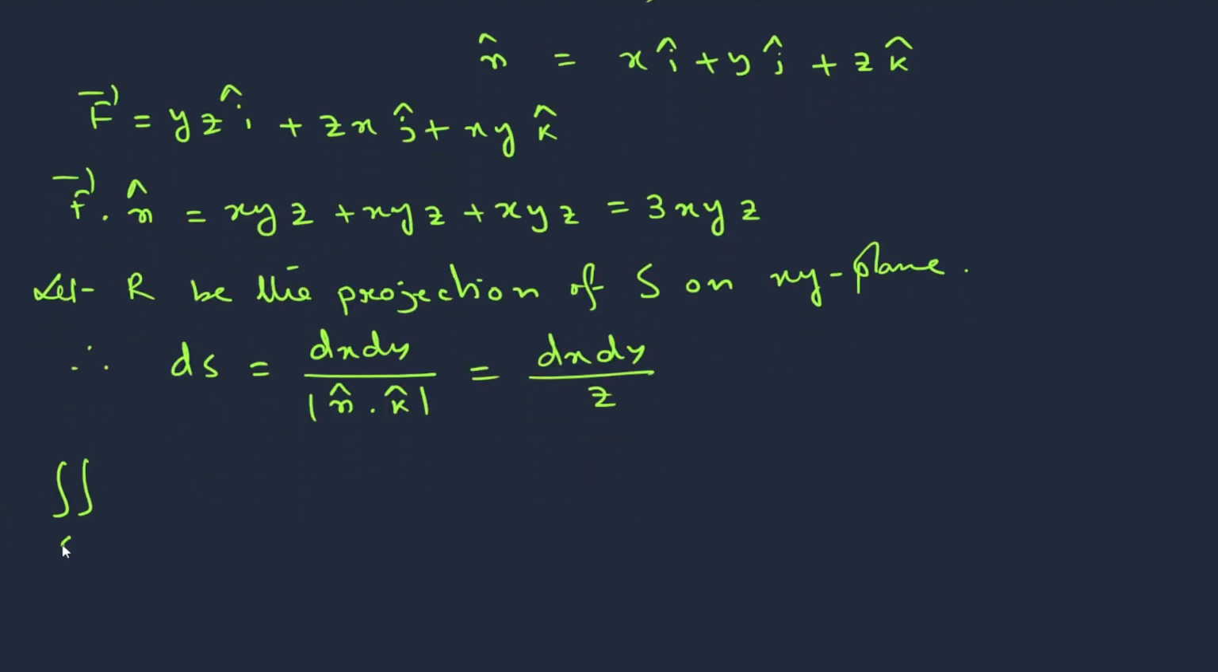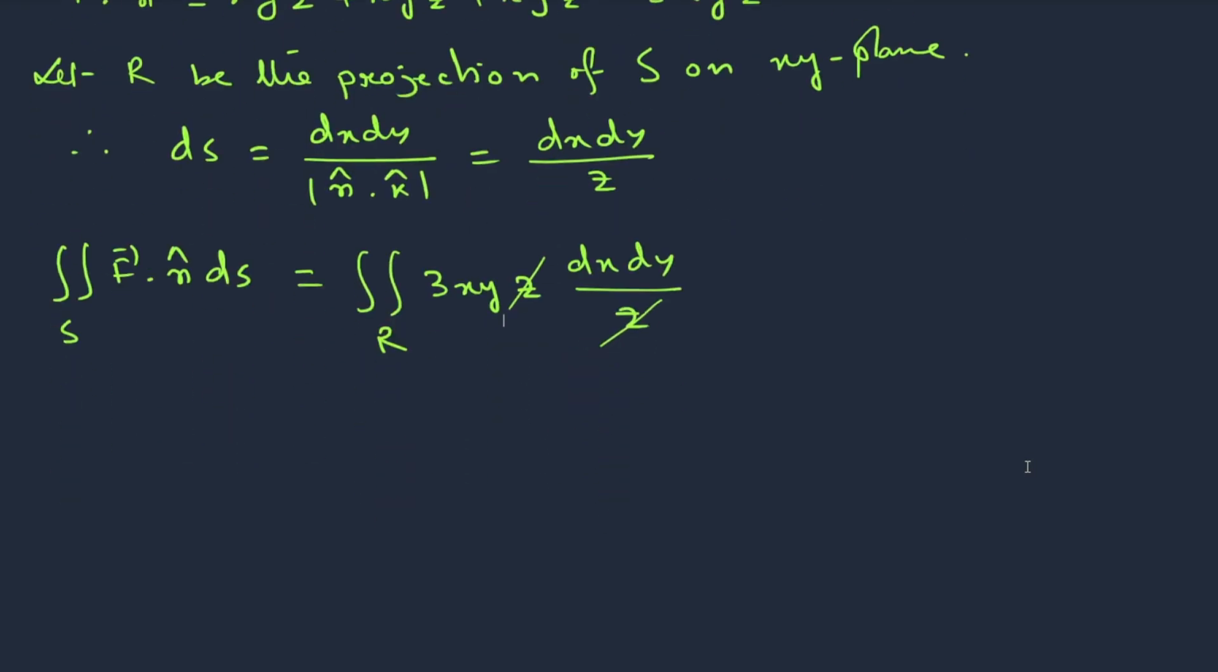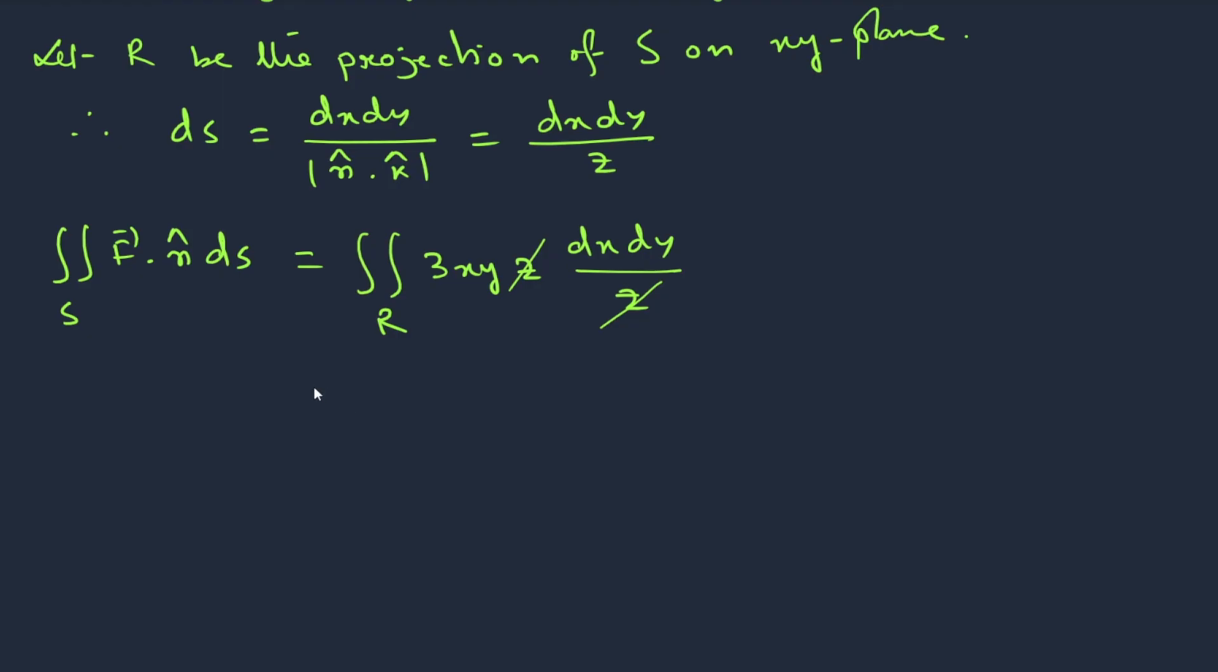Now let us do the integration. Double integration over s of f bar dot n cap ds. So this is equals to double integration over r, because r is the projection of s. In place of f bar dot n cap we can write 3xyz, and in place of ds we will write dx dy divided by z. So like the previous problem, we need not put the value of z, because here z cancels out. So now our integration is strictly in x and y.